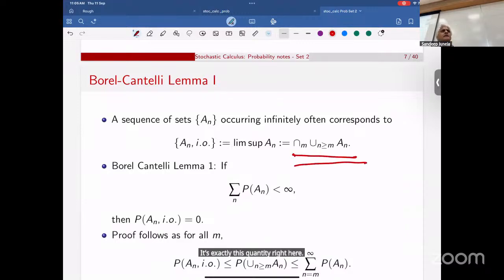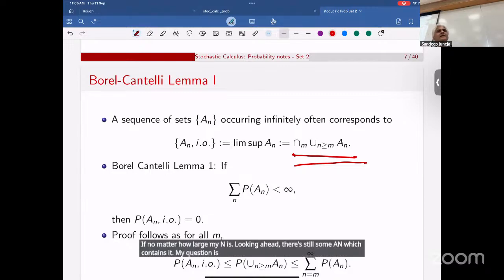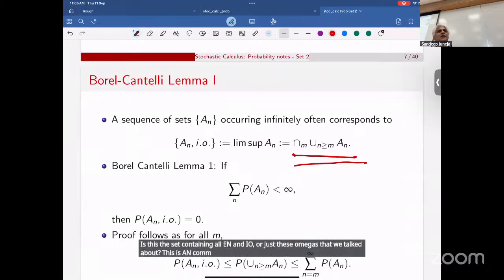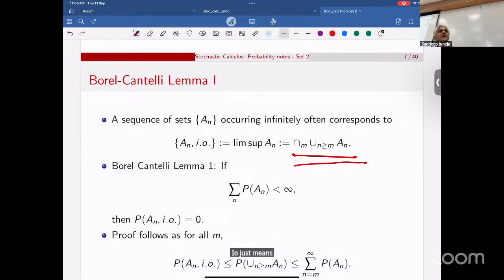Omega belongs to A_n infinitely often if, no matter how large my n is, looking ahead, there's still some A_n which contains it. My question is about pronunciation. What is the set A_n comma IO? Is this the set containing all A_n and IO, or just these omegas that we talked about? This is A_n comma infinitely often. IO just means infinitely often. It's English language. That's right, that is exactly the set we talked about.